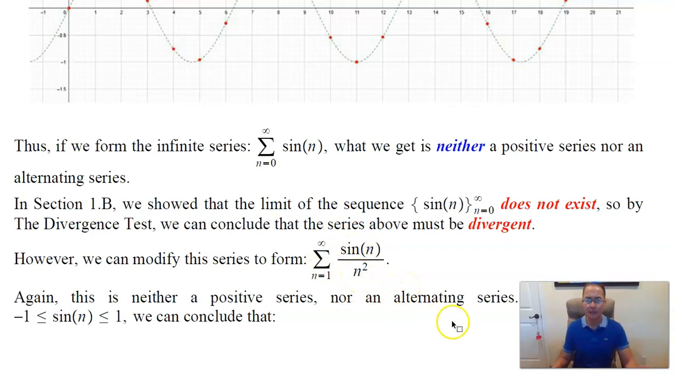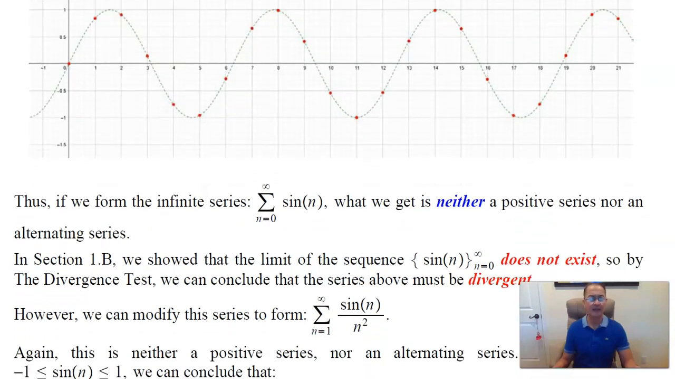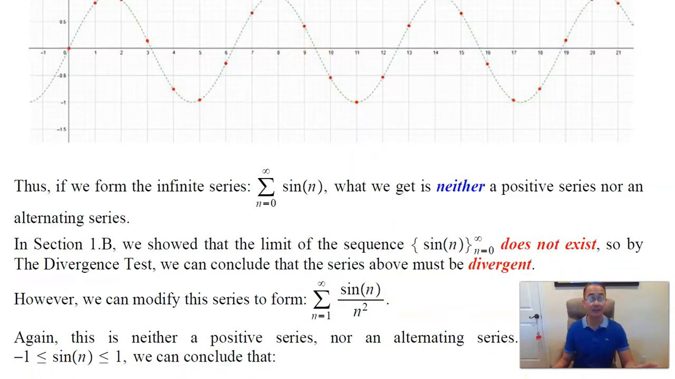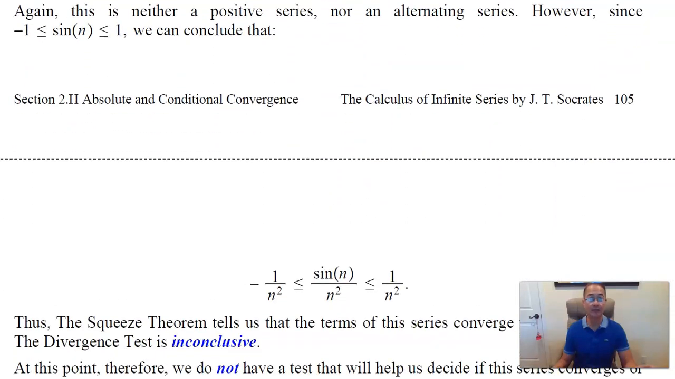Okay, so we are going to take these values and then divide by n squared. We'll get this number divided by 4, this number divided by 9, this number divided by 64, and so on. That is not an alternating series. It is sometimes positive, sometimes negative, but we do know something about sine, and that is it's always between -1 and +1.